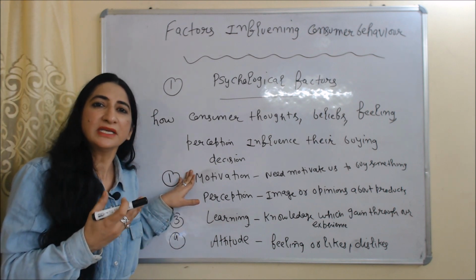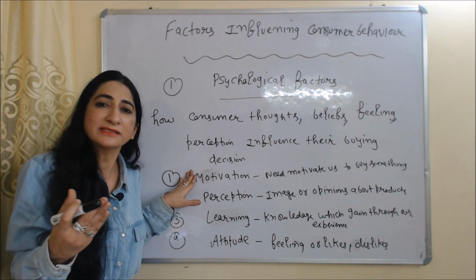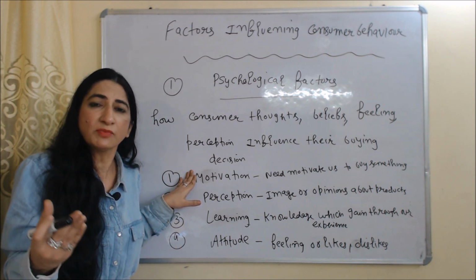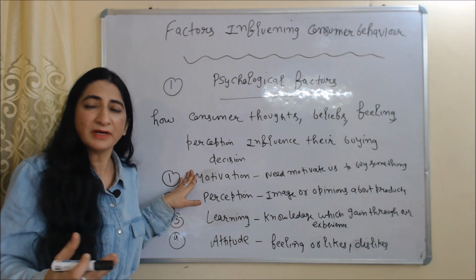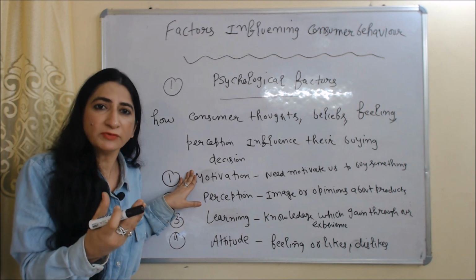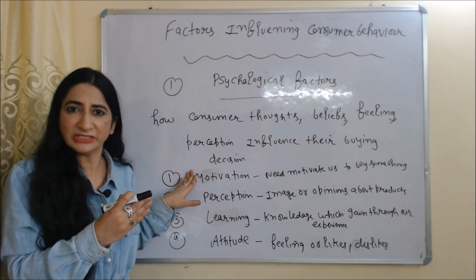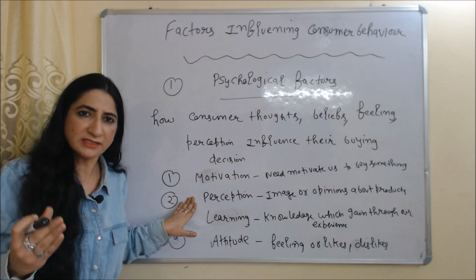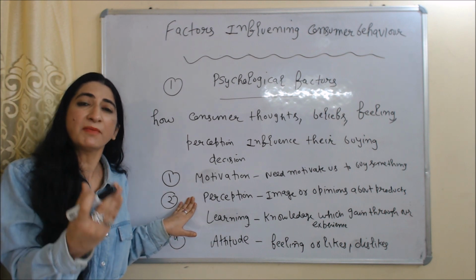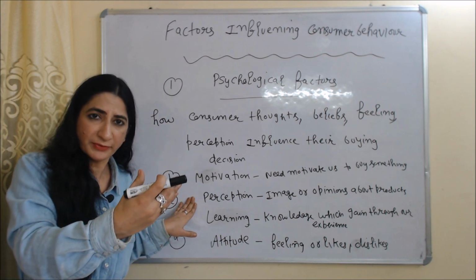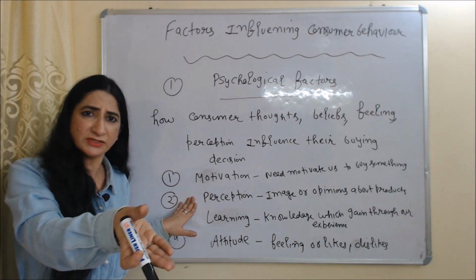Motivation means our need motivates us to buy something. For example, because of our basic need, we buy food, and because of our safety need, we buy health insurance. Next is perception. Perception is our opinions, or we can say our image about a company's product. If we have a positive image about a company's product, then we definitely buy it, otherwise not.